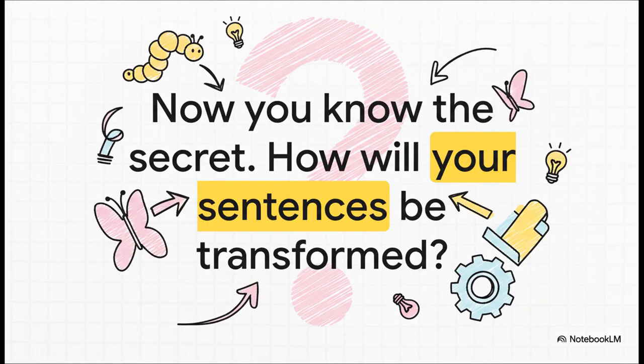So, by understanding the passive voice, you haven't just learned a stuffy old grammar rule. You've gained control. You now have the power to direct your listeners' attention, to hide or to highlight information, and to completely change the entire feel of a sentence. So the real question is, how will your sentences be transformed?